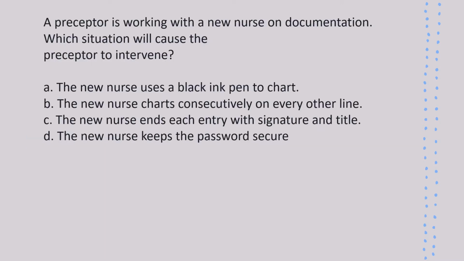A preceptor is working with a new nurse on documentation. Which situation will cause the preceptor to intervene? A. The new nurse uses a black ink pen to chart. B. The new nurse charts consecutively on every other line. C. The new nurse ends each entry with signature and title. D. The new nurse keeps the password secure.